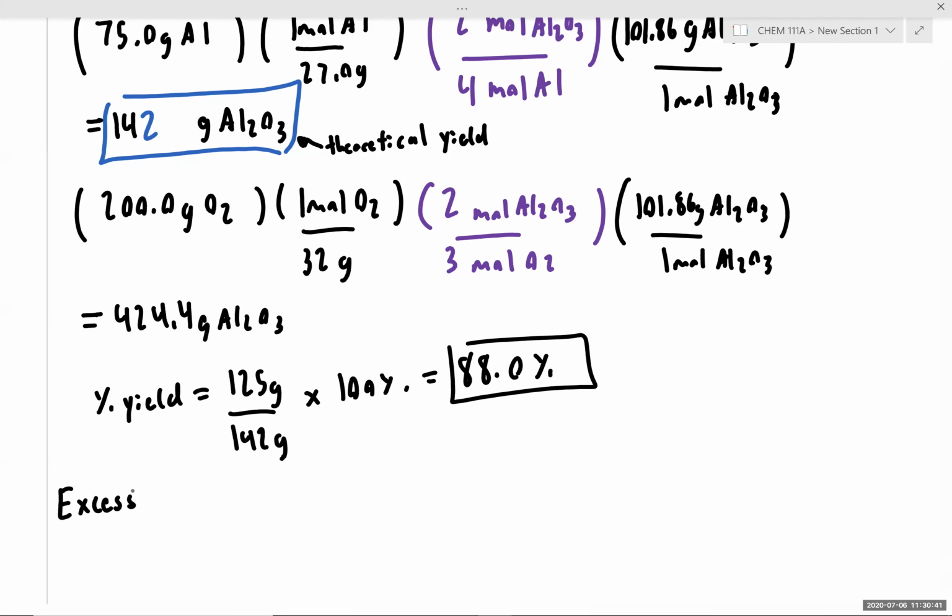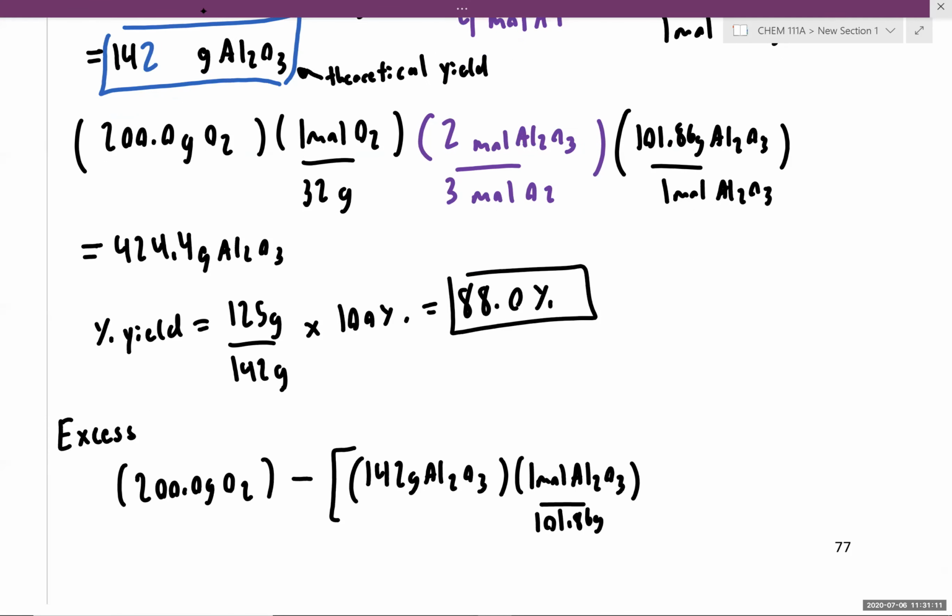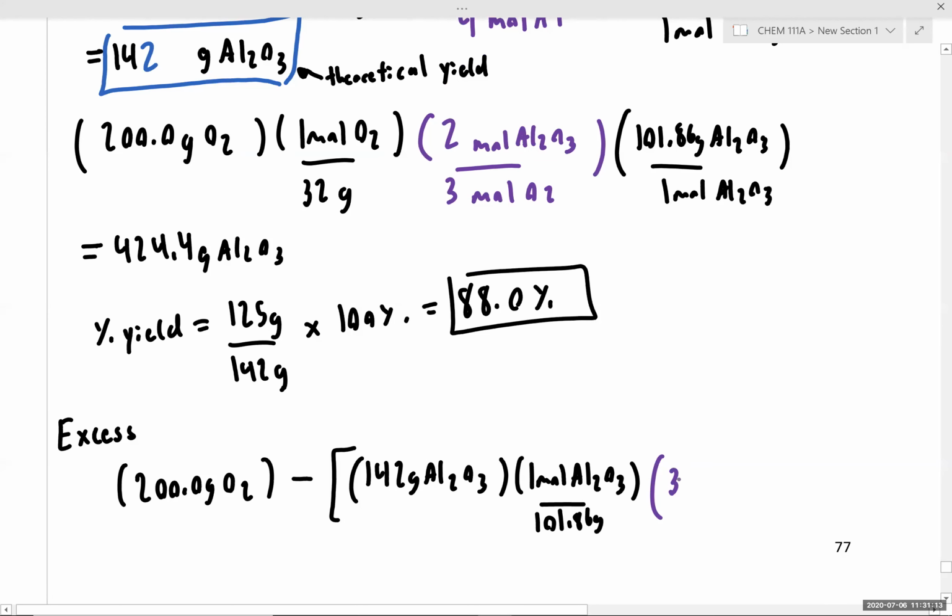So let's complete this problem, and let's say how much of our excess reactant do we have left over? So we have 200 grams of oxygen, and then we're going to subtract 142 grams of aluminum oxide, and we know that in 1 mole of aluminum oxide, we have 101.86 grams. From our mole to mole ratio, we know that we consume 3 moles of oxygen per every 2 moles of aluminum oxide.